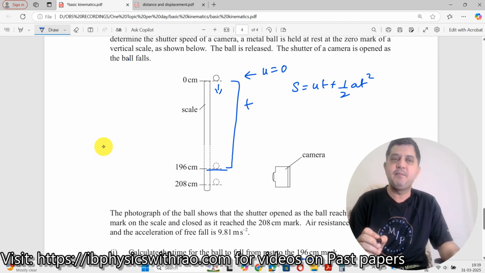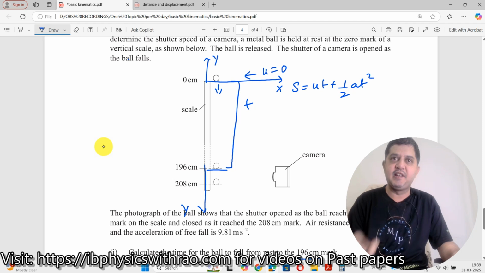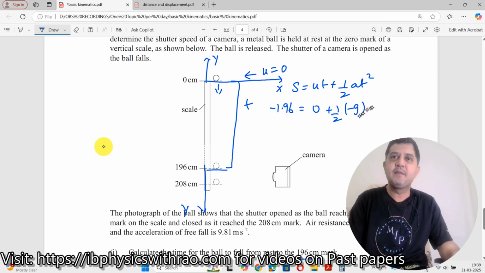But most of the time, students ask whether it should be plus 1.96 or minus 1.96. Sometimes most of you take this as plus 1.96. I'm not going to take plus 1.96, because it all comes from your sign notation. Let me assume that this is my x-axis, this is my positive y-axis, and whatever I measure downward is my negative y-axis. So definitely this height, I'm going to take as minus 1.96. I'll write minus 1.96 is equal to ut. What is the value of u here? u is 0, plus half into a, which is minus g, multiplied by t square.